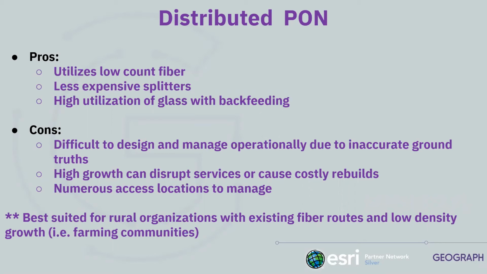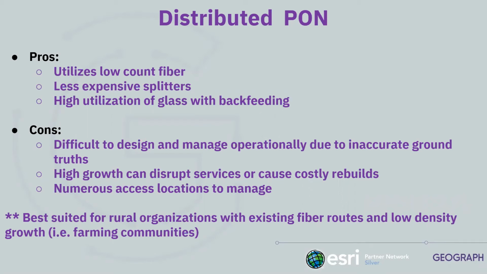Now, cons. It's difficult to design and manage operationally due to inaccurate ground truths. So what do we mean by inaccurate ground truths? Well, I would venture to say that probably 80% of design and planning is done behind a computer screen using aerial imagery or records that have been updated and maintained over the years. And needless to say, there's going to be mistakes in that. There's going to be missing information. Maybe aerial imagery is not up to date, and potentially you could miss addresses, you could miss services and poles. And so if you're designing this network very thin to utilize low count fibers and you miss things because of inaccurate truths, it could potentially cause a lot of disruption in your service moving forward, trying to accommodate those.